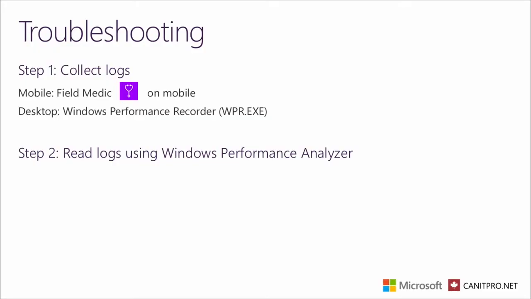In terms of troubleshooting, there is an application on mobile called FieldMedic, which will allow you to capture information should a provisioning fail, and then report back to IT as to why it failed. On the desktop, there's the Windows Performance Recorder application, which does a very similar task, in essence capturing what happened when the package tried to deploy and it failed. Also, you can read the logs using the Windows Performance Analyzer, which will also give you details in regards to why this failed.